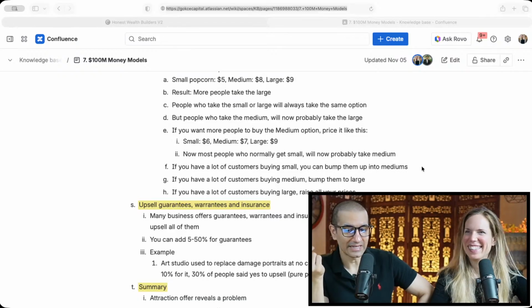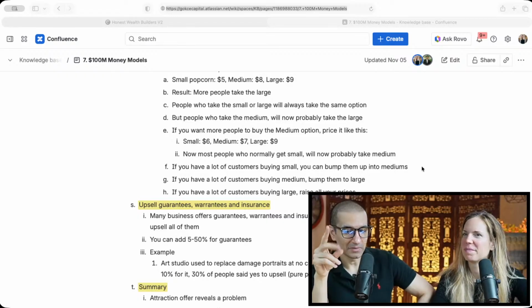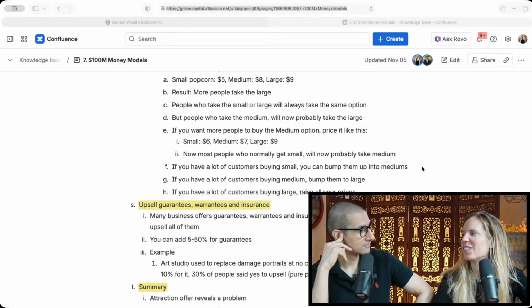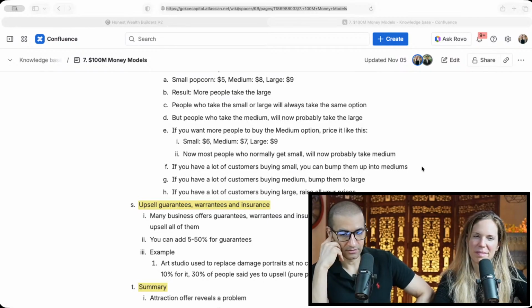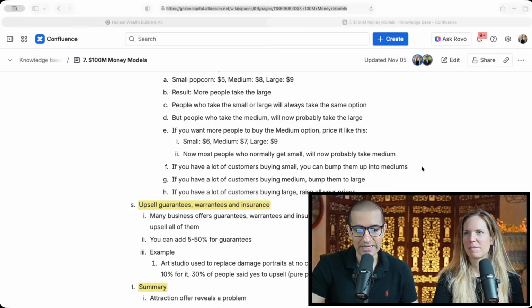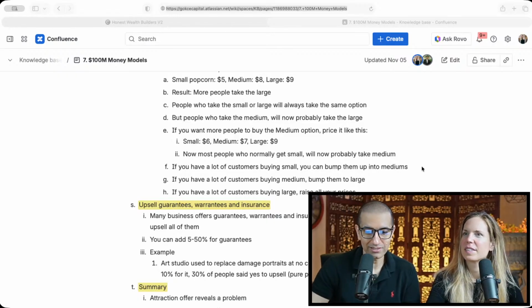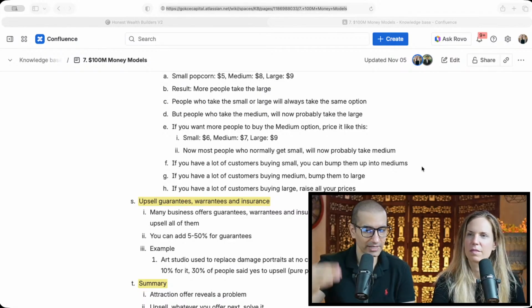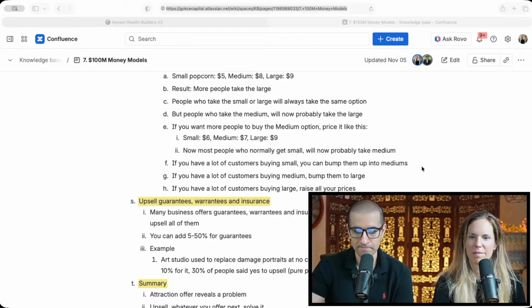Okay. So you want iced tea? You want the small iced tea, medium iced tea, or large iced tea? Small iced tea is $5, medium is $8, and the large is $9. And you usually get a medium. Yeah, then you go with large. You get large, right? Okay, so more people will take the large. Now, people who take the small or large will always take the same option, right? But people who take the medium will probably not take the large.